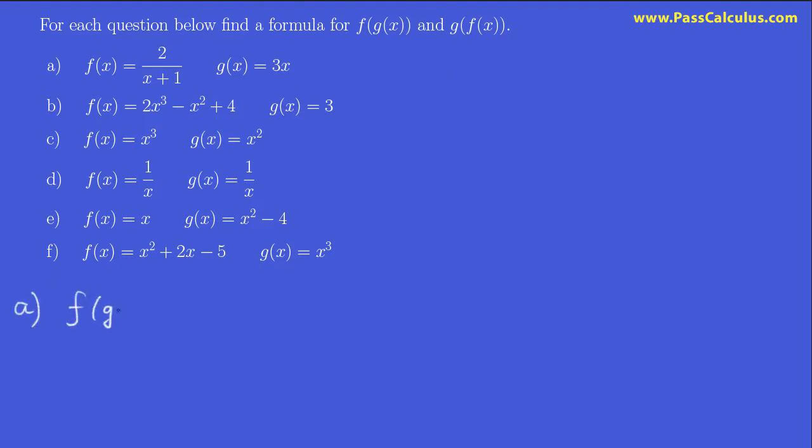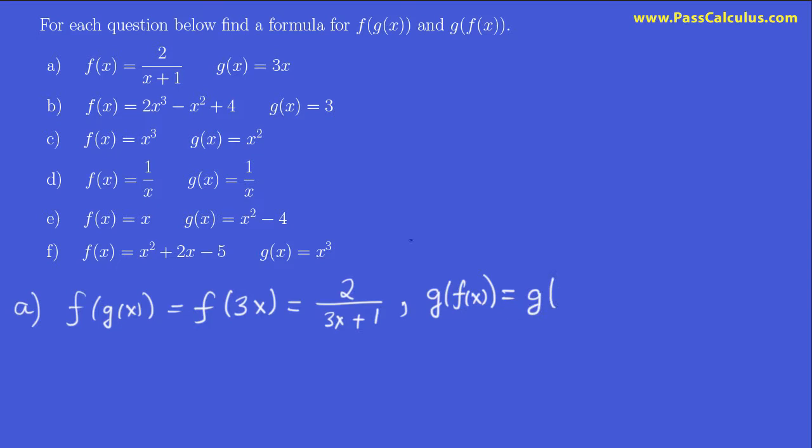f at g of x would be what? Well, let's do it like this. g of x is really 3x. So we'll replace g of x by the formula that it is, namely 3x. Now, what does f do to something? It says 2 over that thing plus 1. So it would be 2 over 3x plus 1, not x, right?